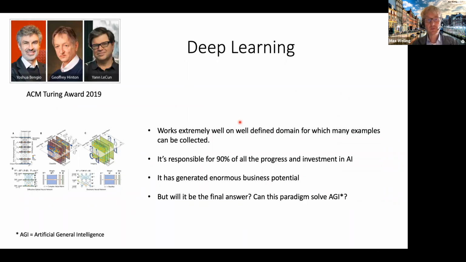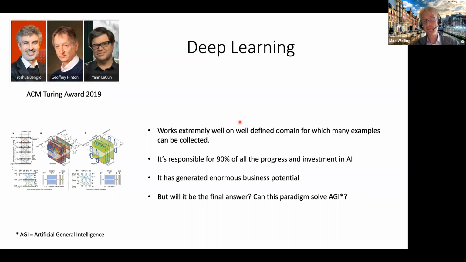Deep learning, of course, got Yoshua Bengio, Geoffrey Hinton, and Yann LeCun the Turing Award in 2019. As I said, it works extremely well on a well-defined domain in which you can collect many examples. It's responsible for 90% of the progress and investment in AI at this point in time. It has generated enormous business potential. Big internet companies, but also many other companies, have leveraged deep learning in their products right now.